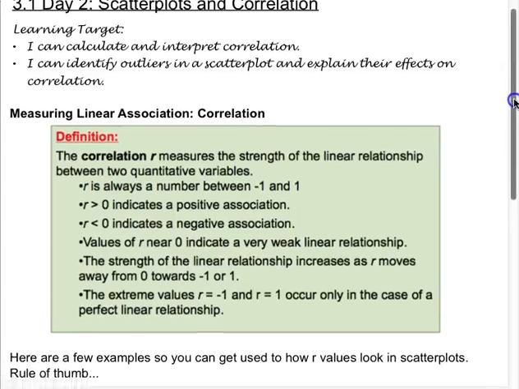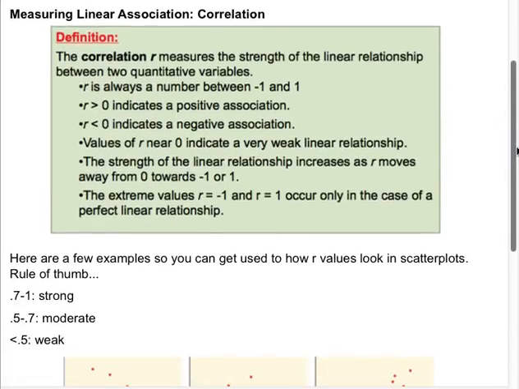So R is always between -1 and 1. If it's greater than 0, it's a positive association. If R is less than 0, it is a negative association. If it's close to 0, that means that there is almost no association. And the strength increases as it moves towards 1 or -1, okay?